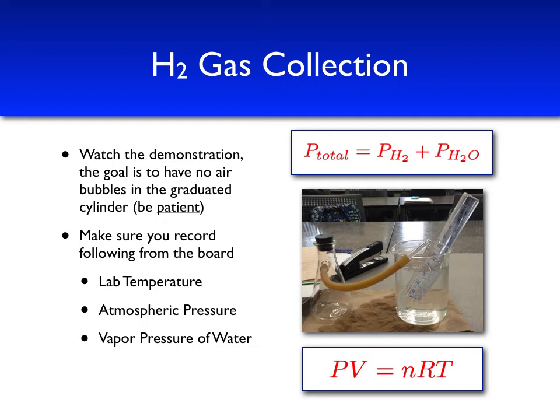We can use this pressure in the ideal gas law, which is below the picture, PV equals nRT, along with the volume of hydrogen gas that we collect and the lab temperature, to calculate n, the number of moles of gas that is produced in the reaction. Note that the R that we use in the ideal gas law is 0.0821 liters times atmospheres per mole times Kelvin.